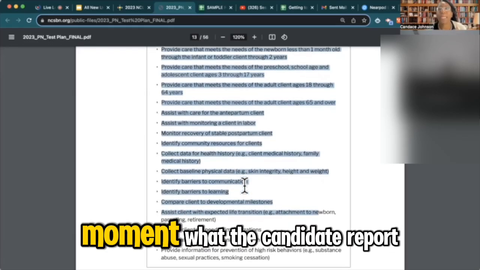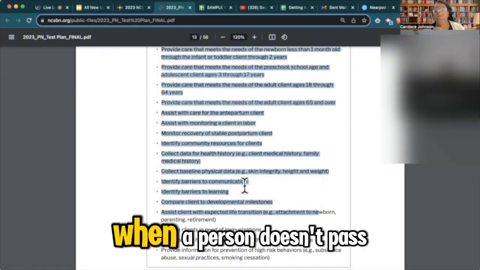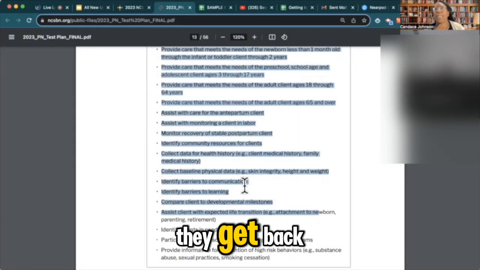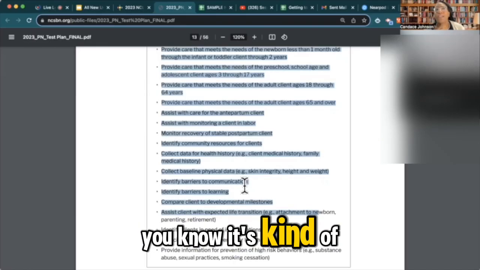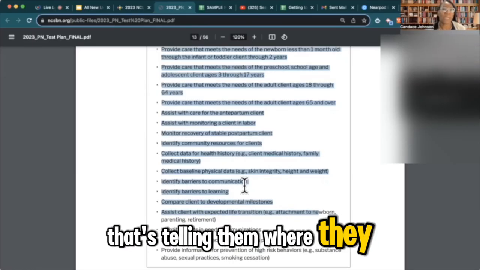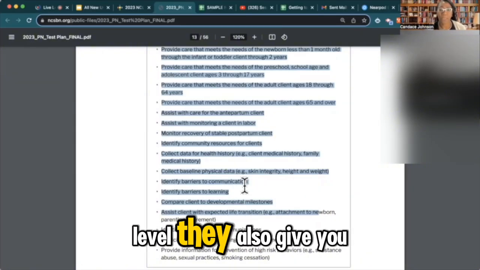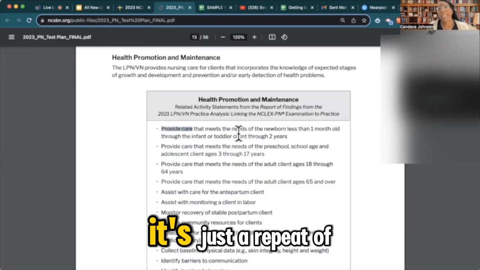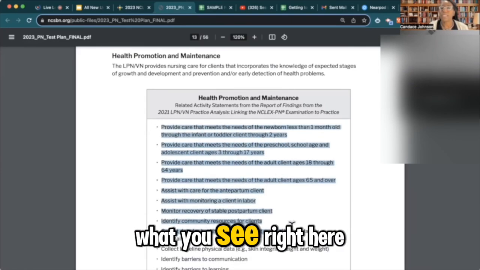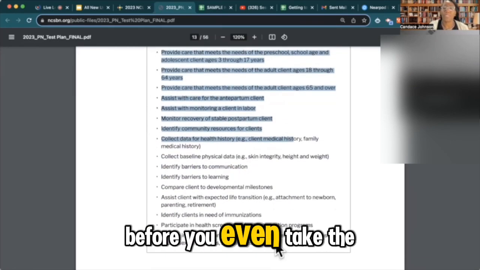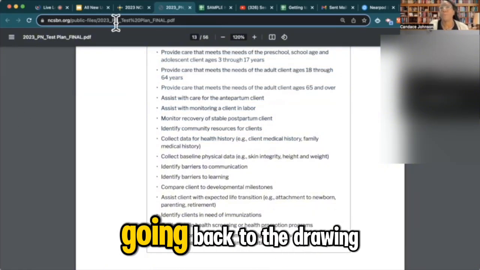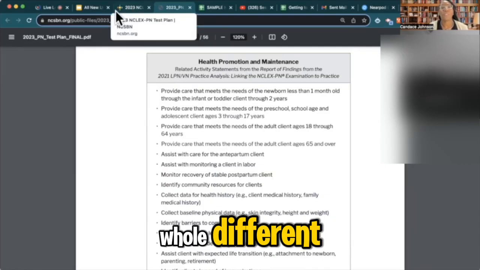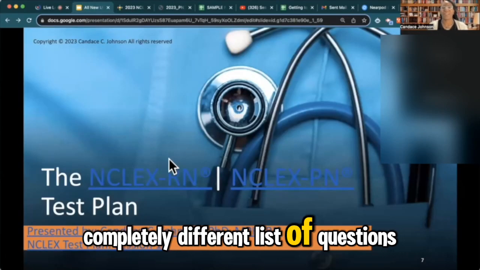I'll show you in a moment what the candidate report looks like when a person doesn't pass. They don't get the answers back. They get back something like a grade report that's telling them where they were above or below the passing level. They also give you a bulleted list of concepts that you could have seen, and most people don't realize that it's just a repeat of what you see right here in the test plan before you even take the test. So in other words, you're going back to the drawing board and you're going to start studying all over again, because you could get a completely different list of questions.